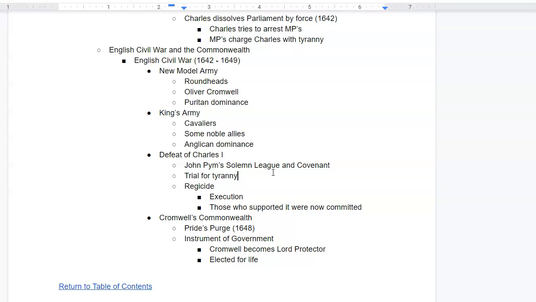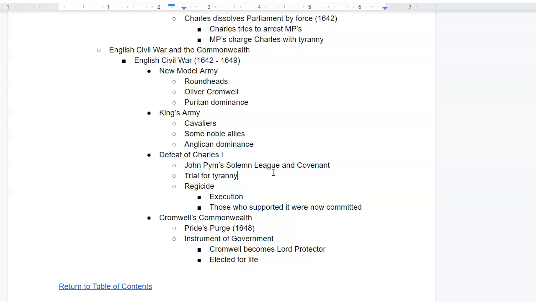And when you do this, when you execute the king, those who support this are committed. Regicide is worse than homicide or any other killing that someone could commit, and it sticks with you. Anyone who supported this, that label sticks to you, like someone who commits adultery is an adulterer. Someone who supported regicide is called a regicide.